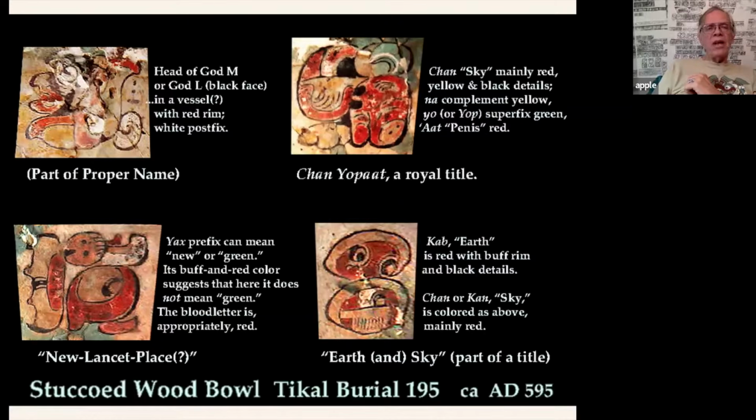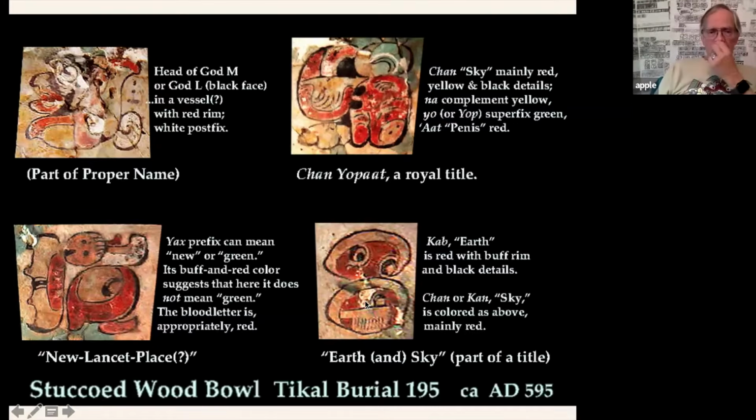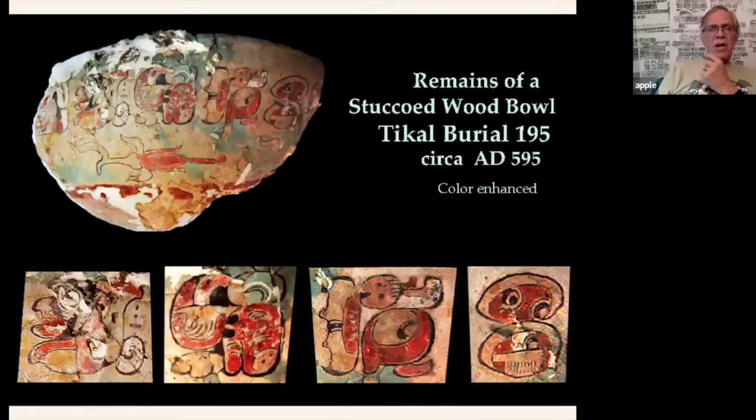So it's a new lancet place. And Kabkan or Kabchan, the earth is painted red. The arch is conventionally blue in other cases. Here I see little traces of blue on that. And the sky is red as usual. So earth and the sky both have red features. So this is from this fragment of inscription.